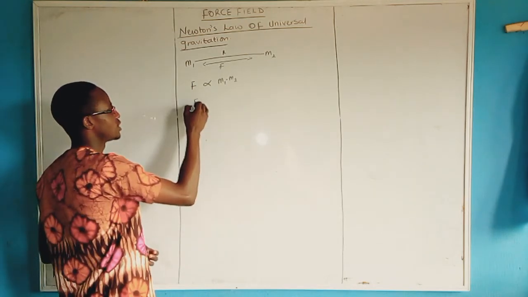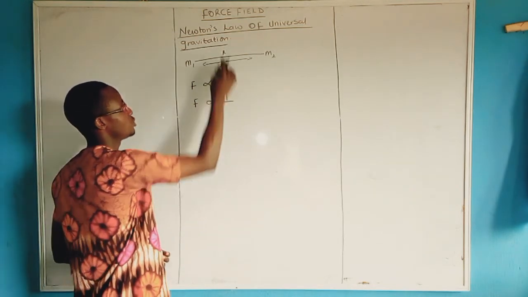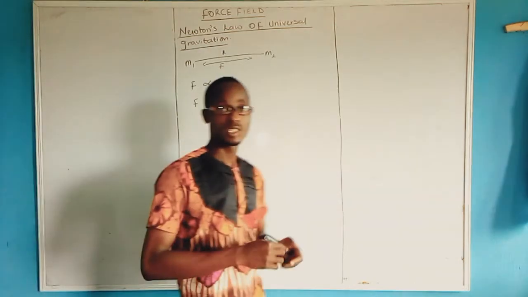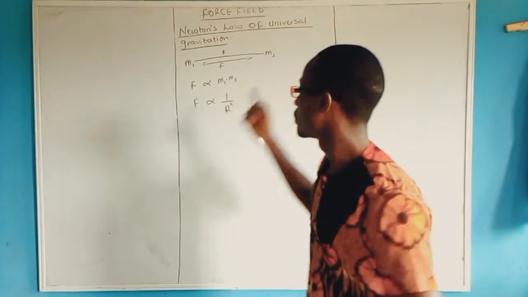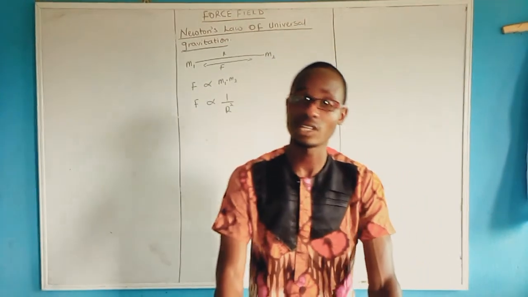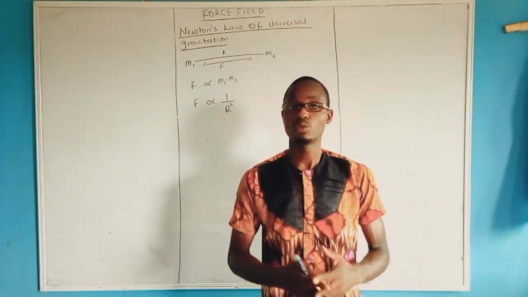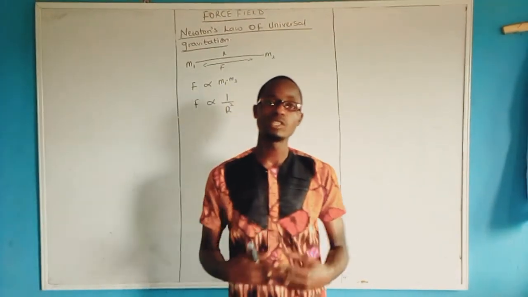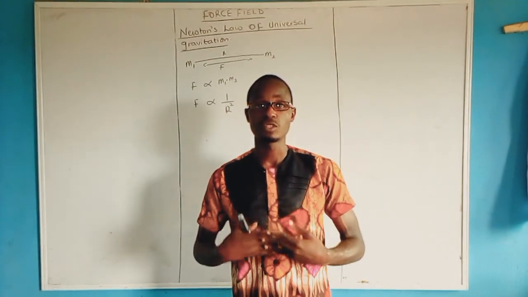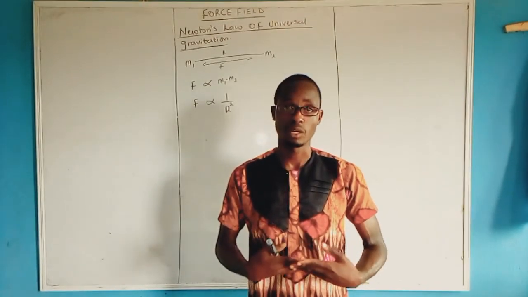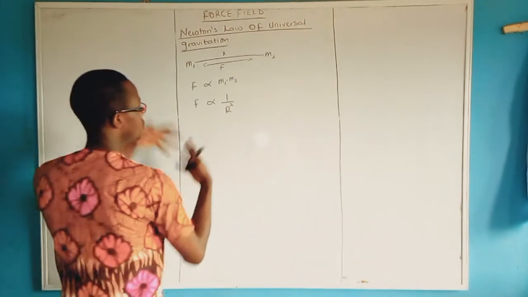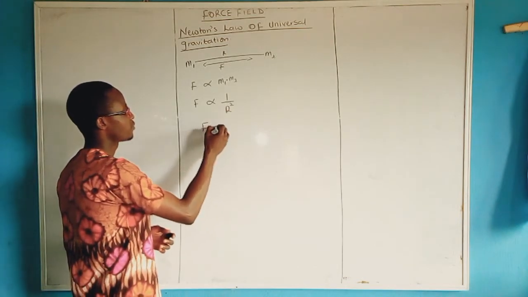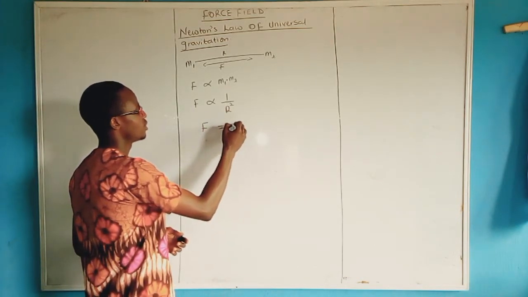So this force of attraction is directly proportional to the product of the two masses, and the force is inversely proportional to the square of the gap between them, which is the distance between them. Hence we can state the Newton law of universal gravitation as: the force of attraction between two masses is directly proportional to the product of the two masses and inversely proportional to the square of the distance between them.